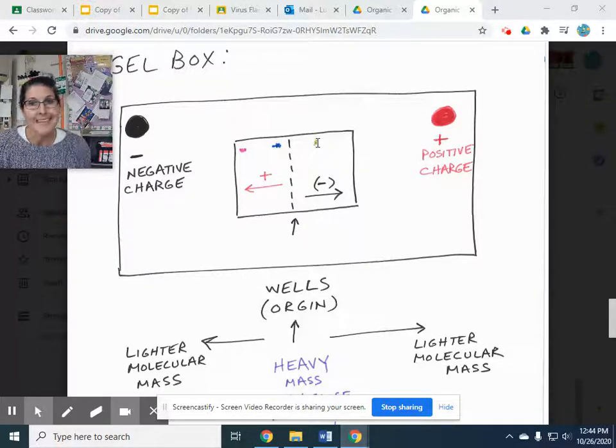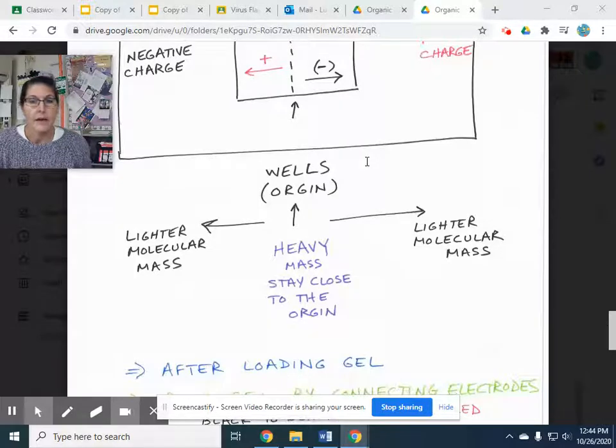My yellow has a negative charge. It's about medium mass because its traveling distance from the origin is in between blue and pink there. Okay, so the heavier the mass, the closer they stay to the origin.